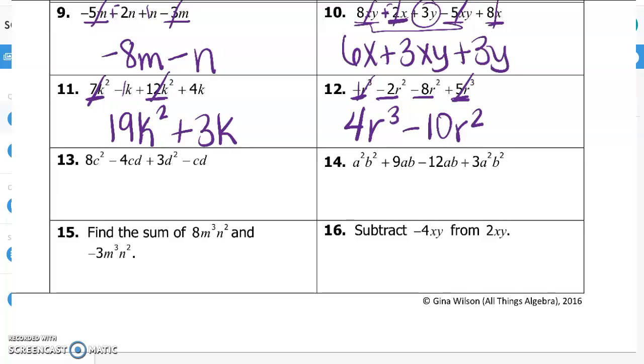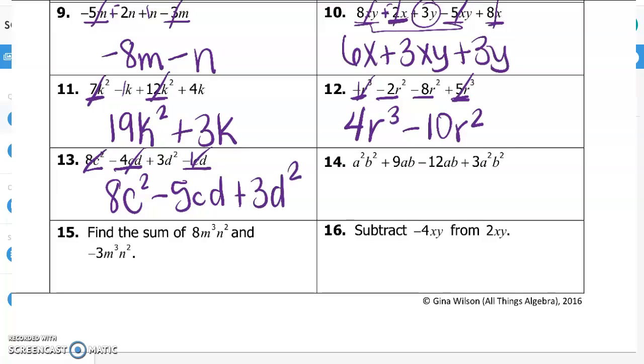Number 13. Again, we have C, we have CD, and we have D. I want the C to go first. So 8c squared. There's no other c squared, so that one's done. Then the CD. Negative 4 minus 1 gives me negative 5CD. And then the plus 3D squared comes along at the end.